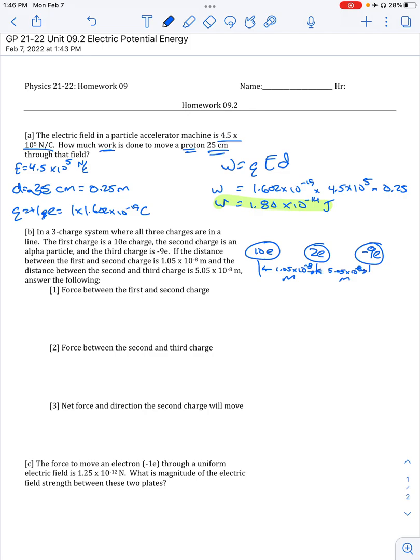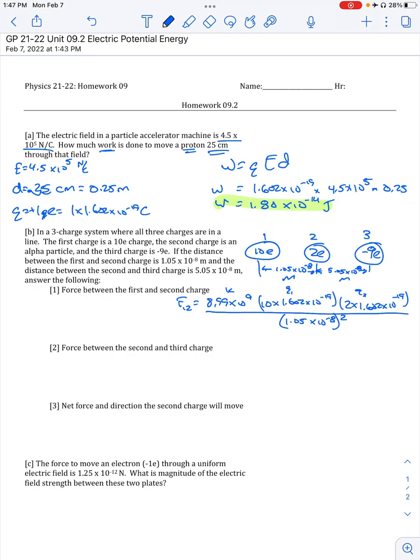All right. So then we want to find the force between 1 and 2. So that's 1, that's 2, that's 3. All right, so the force between 1 and 2 is going to be our K, 8.99 times 10 to the 9th, that's K. Q1, which is that 10 times 1.602 times 10 to the negative 19th. All right, so that's Q1. And then Q2, which is the alpha, 2 times 1.602 times 10 to the negative 19th. All right, all of that is over the distance of 1.05 times 10 to the negative 8th squared. Don't forget the square term, okay?